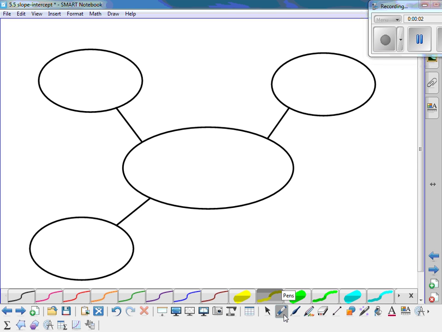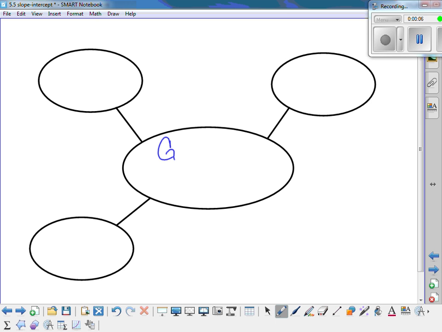Okay, so we've been talking about graphing lines, and we've learned a couple different ways to do that. So we're going to use this little Venn diagram to talk about the different ways we can graph lines.